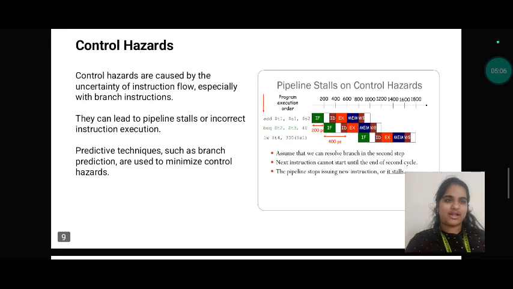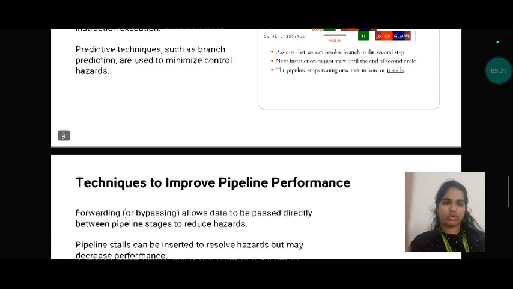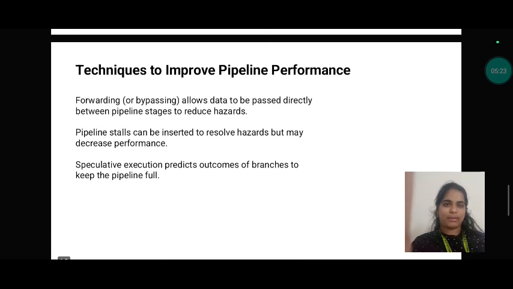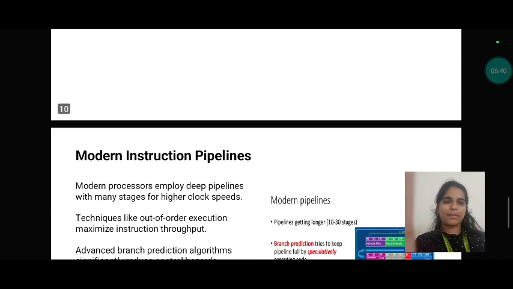There is also the control hazard. The control hazard is caused by uncertainty in the instruction flow, especially with branch instructions. It can lead to a pipeline stall or incorrect instruction execution. Prediction techniques such as branch prediction are used to minimize control hazards. These are the techniques to improve pipeline performance. Forwarding or bypassing allows data to be passed directly between pipeline stages to reduce hazards. Pipeline stalls can be inserted to resolve hazards but may decrease performance. Speculative execution predicts the outcomes of branches to keep the pipeline full.